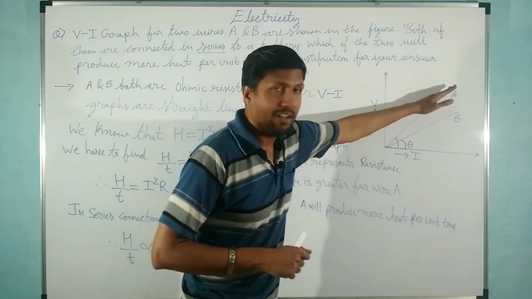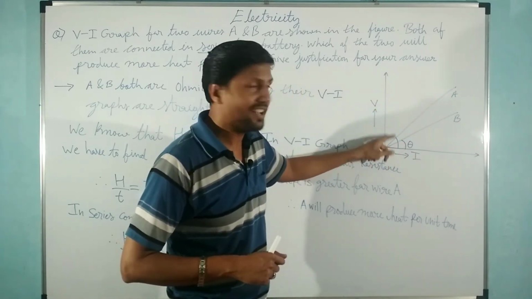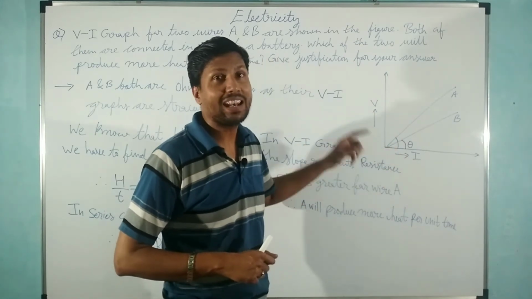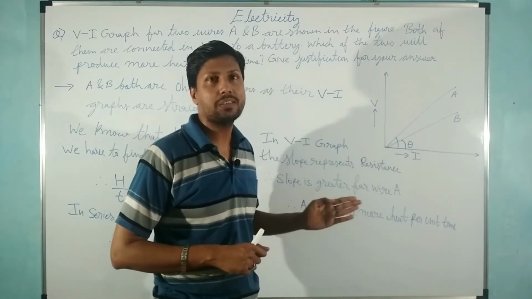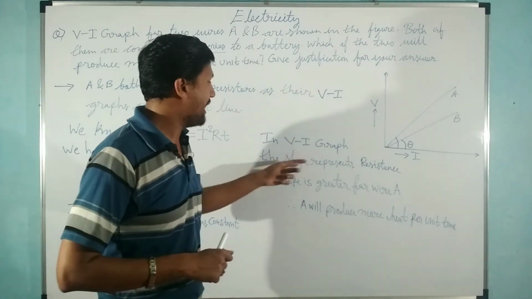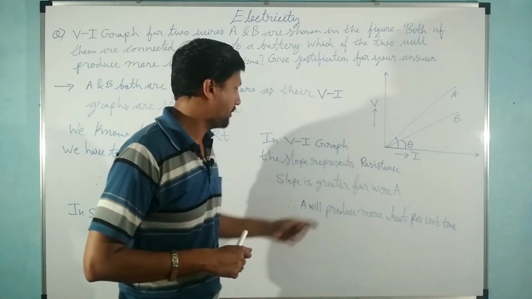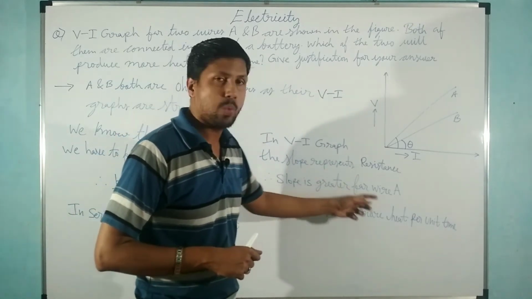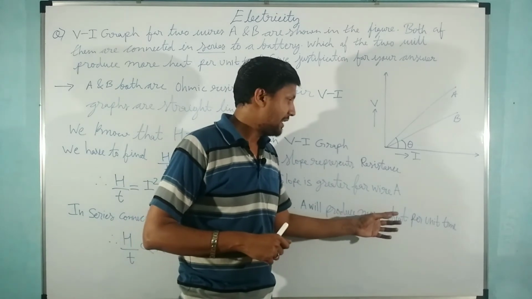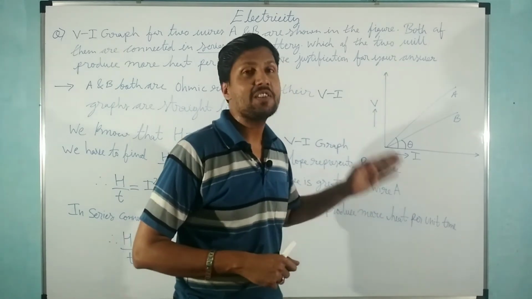So wire A is making a larger angle than wire B. Therefore, the resistance of wire A is more than the resistance of wire B. That's what I have written here. In VI graph, the slope represents resistance. Slope is greater for wire A. So A will produce more heat per unit time than B.